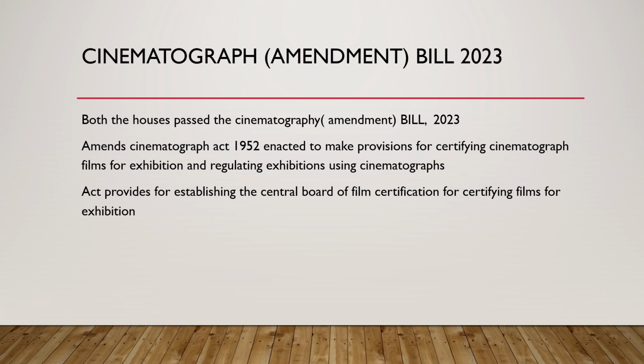This bill amends the Cinematograph Act 1952, enacted to make provisions for certifying cinematograph films for exhibition and regulating exhibitions using cinematographs. Another thing which we should know: the Act provides for establishing the Central Board of Film Certification for certifying films for exhibition. The proposed amendments aim to make the certification process more effective and in tune with the present by introducing new certification categories.